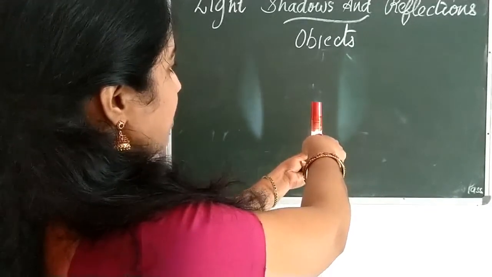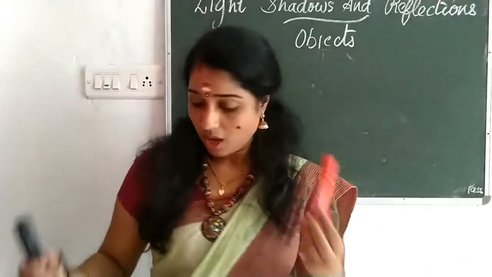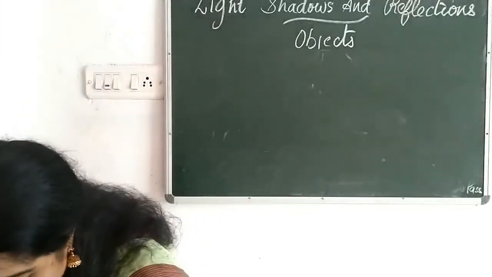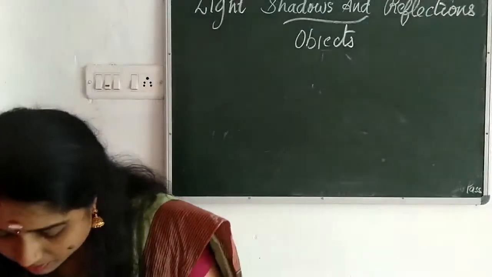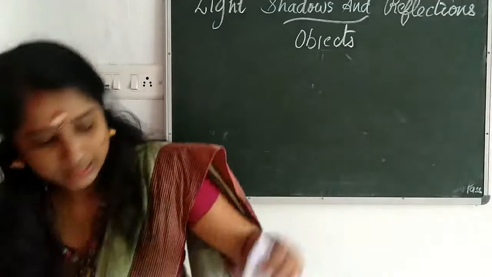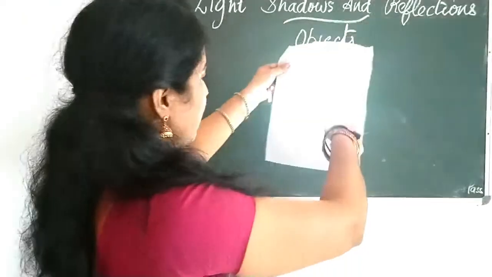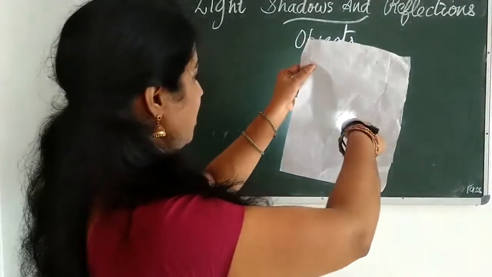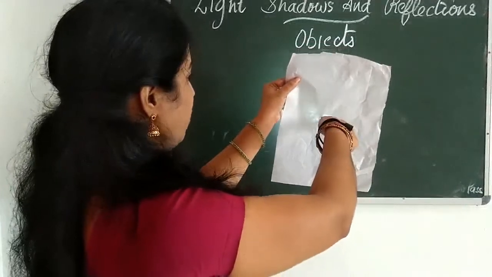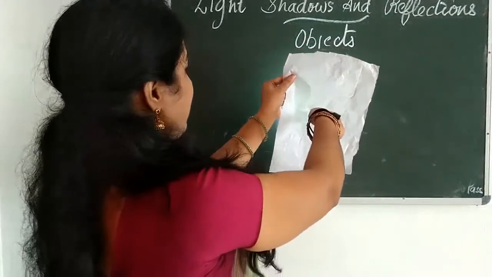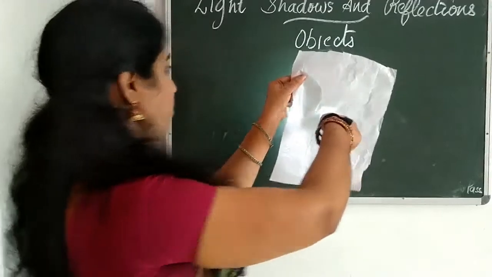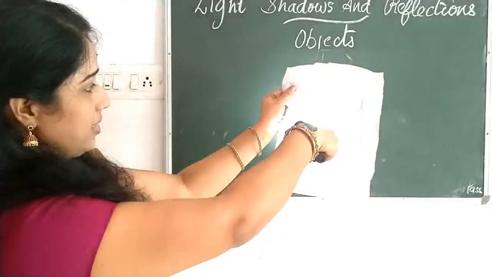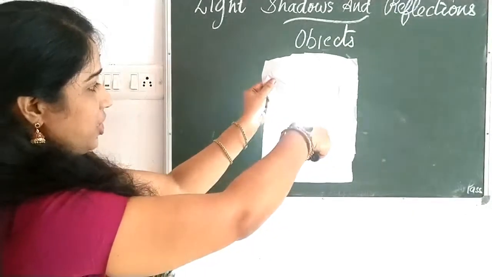Clear? Yes. So when the light passes through the opaque object, a shadow is formed. Just observe this. This is the translucent object. See, can you see the shadow? Instead of that, you can see the light only. Am I right? You can see the clear light on the board. You cannot see the shadow.